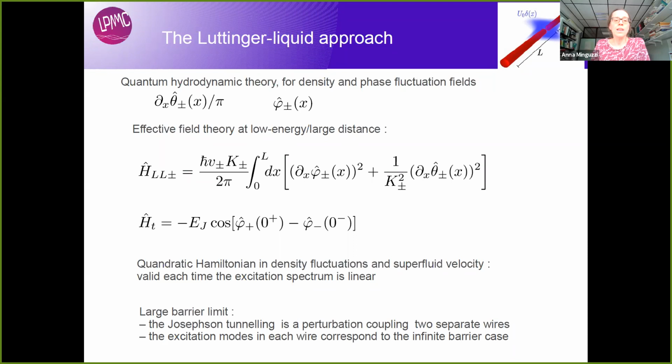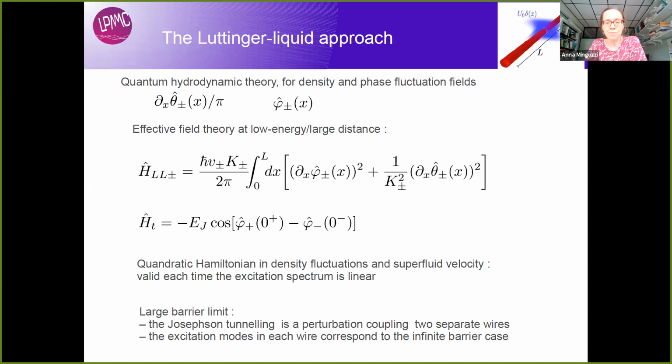And then we describe each wire, or each tube, with a Luttinger liquid Hamiltonian, with the parameters: the Luttinger parameter K, as well as the sound velocity propagating in each of the wires, which depends, for example, on the density and the interaction strength in each of the tubes, which for simplicity we will assume to be equal. And then we introduce a tunnel coupling among the two wires with a tunnel constant E_J. The tunnel coupling occurs at the point where the two wires touch. So it is a cosine of the phase difference between the phase field at the position of the barrier in the first wire minus the phase field of the second wire at the position of the barrier.